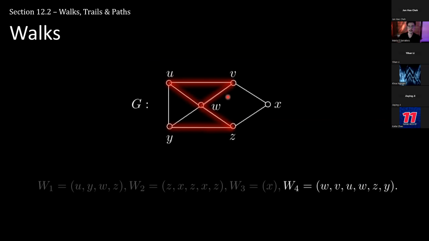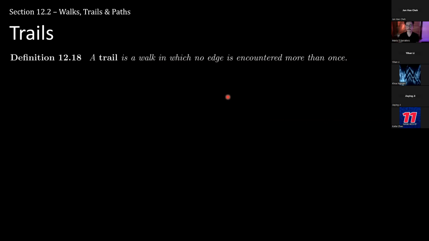So there are many types of walks, and one of them is a trail. A trail is a walk in which no edge is encountered more than once. There's going to be a bunch of words: walks, trails, paths, circuits, cycles, and then Eulerian trails. So it's important to familiarize yourself with all these distinctions, okay? So a trail is a walk in which no edge is encountered more than once. This essentially says that once we cross an edge in the walk, we cannot cross it again. Otherwise, it's not a trail.